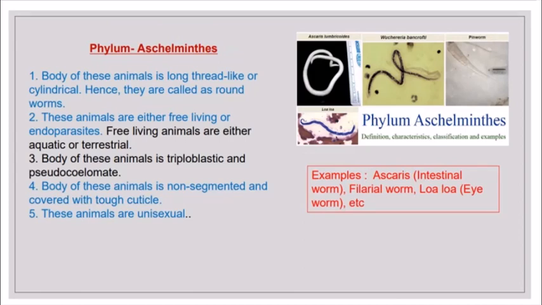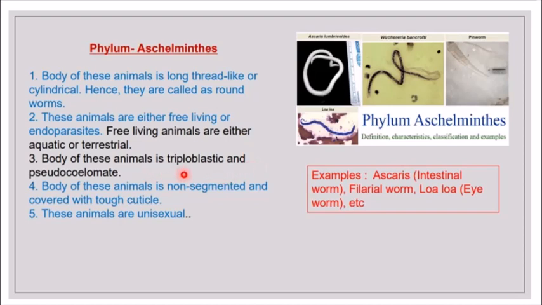Phylum number 4 is Aschelminthes. Now Aschelminthes includes all the worm organisms that are round in structure, so they are called roundworms. They have a thread-like body. Now these organisms can be free living or endoparasites. In small children, small white worms are found in the intestine, and these are called Ascaris. As these organisms live inside the body, they are called endoparasites, but a few can be free living, and they can be aquatic or terrestrial.